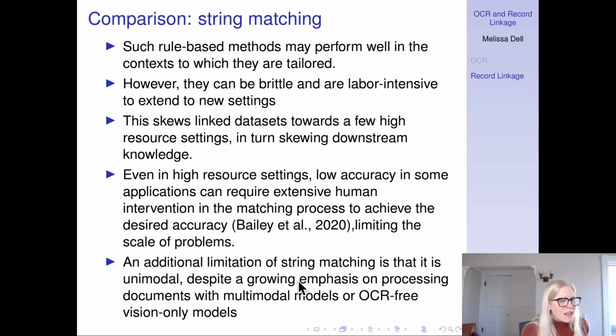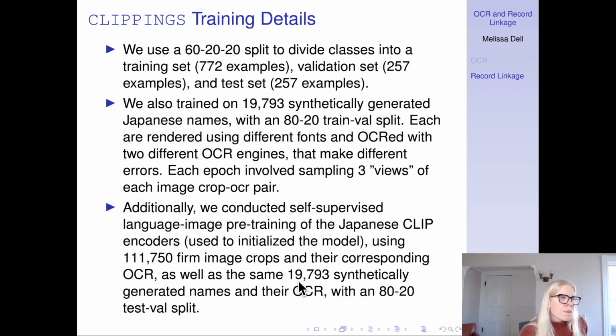An additional important limitation of string matching is that it's unimodal, despite a growing emphasis on processing documents with multimodal models or OCR-free vision-only models. Okay. And so that's the alternative, mostly string matching. Like I said, there's some other approaches. People maybe use some random forest type approaches, but that hasn't been the norm. Most people use string matching and various iterations on string matching, n-gram matching, etc.